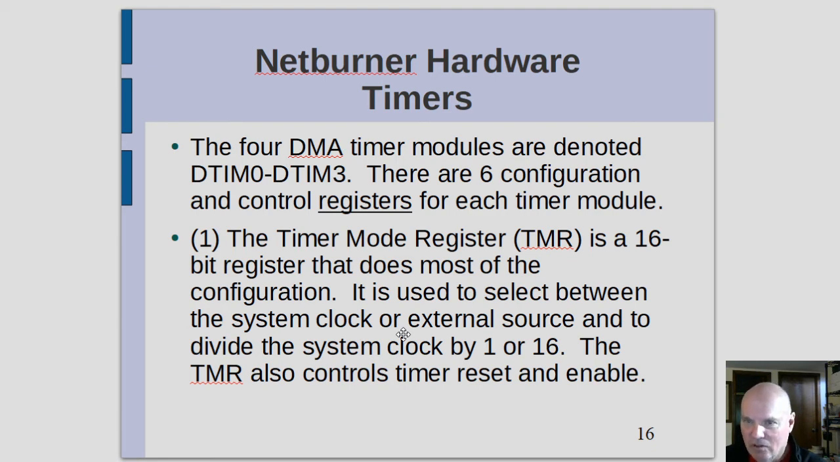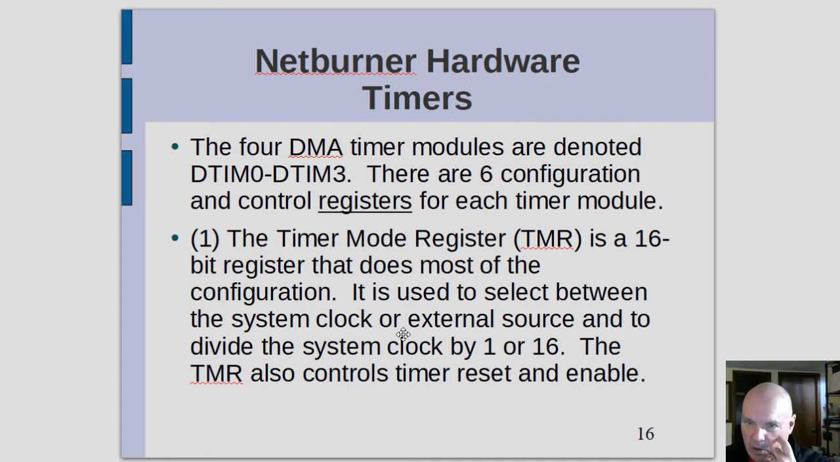There are 6 configuration and control registers for each of the 4 timer modules. So again, it's not easy to configure these. I'll provide some example code from one of the application notes that shows you how to set all these up, or set one of them up. You will want to read that application note in detail for more advanced use.